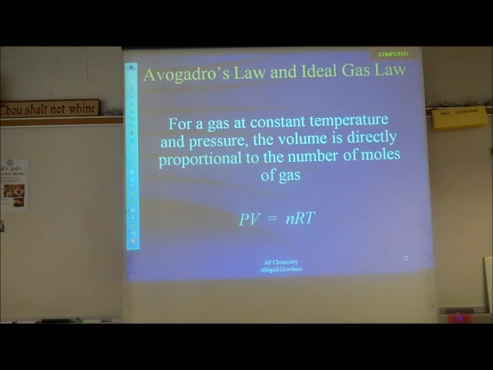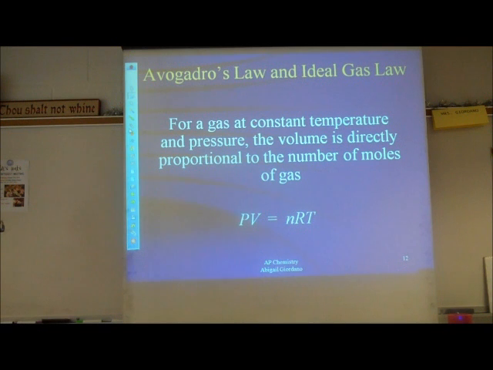Ladies and gentlemen, just to recap what we did in the first part of this chapter on the gas laws, we discussed what I consider the three very basic gas laws: Boyle's law, Charles' law, and Gay-Lussac's law. We put them all together into one big one, which we call the combined gas law.